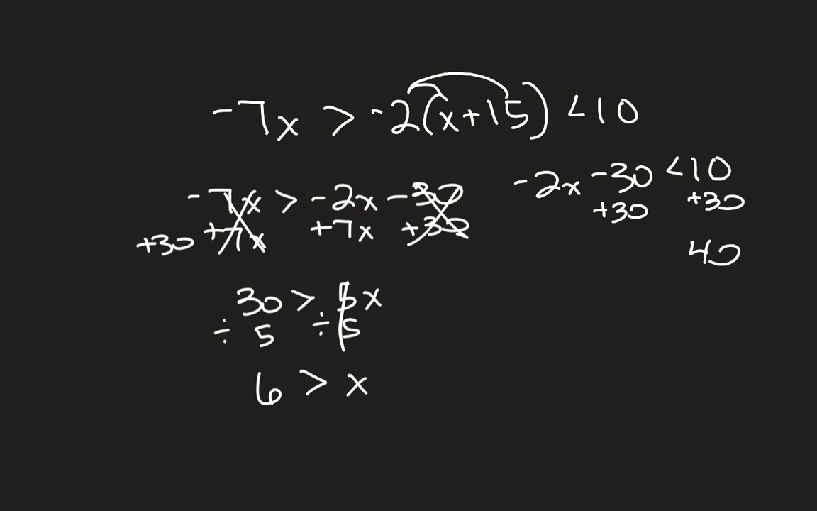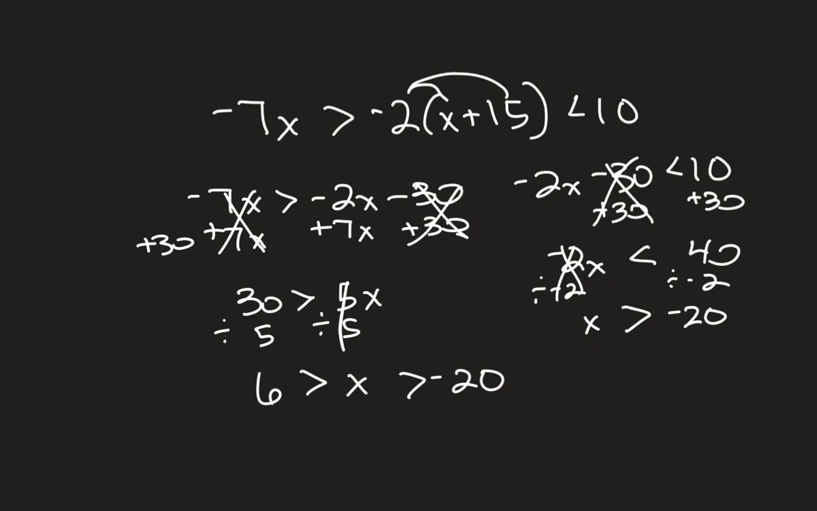We're going to get 40. And then we're going to have a negative 2x is less than 40. And then we're going to divide through by a negative 2, which is going to make x, and that's going to flip, and we're going to end up with a negative 20. And so we're going to add that down there to that, and that should be it.